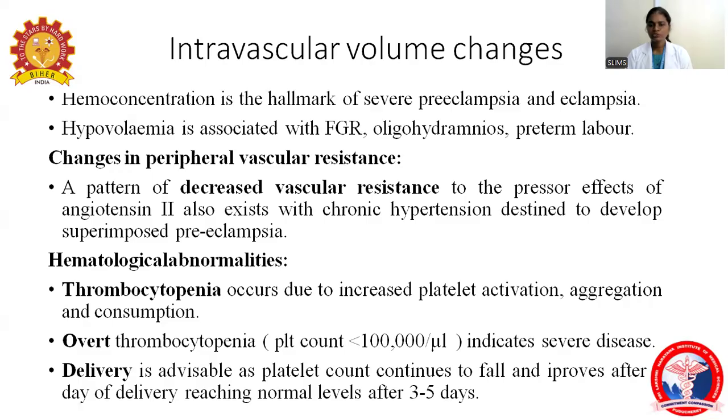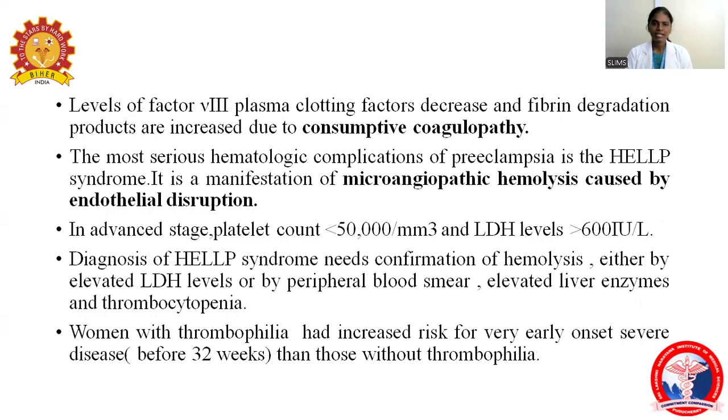Hematological abnormalities include thrombocytopenia, as we already discussed. It occurs due to increased platelet activation, aggregation, and consumption. Thrombocytopenia, that is platelet count less than 1 lakh, indicates severe disease. Delivery is advisable as the platelet count continues to fall, and it only improves after delivery, reaching normal levels after some 3 to 5 days.